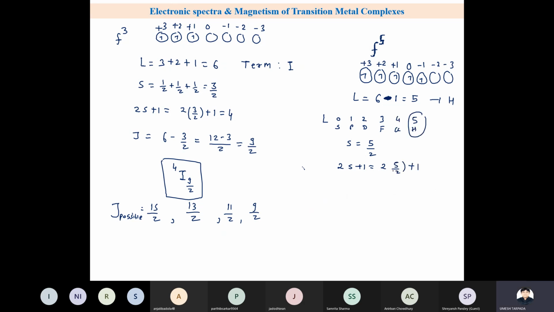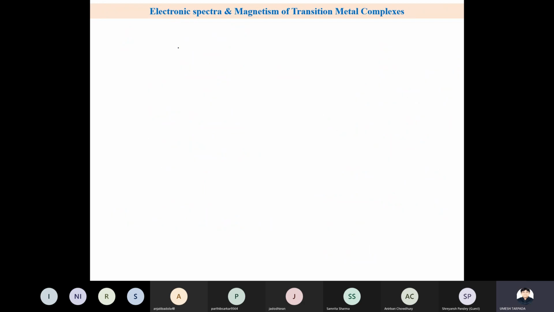2 gets cancelled out. So it is 6. Now J value is L minus S. That is 5 minus 5 by 2. Yes, it is 5 by 2. So what is the term symbol? It is H, multiplicity is 6, and J is 5 by 2. This is called the ground state term symbol, and we have written this term symbol by taking the three parameters.